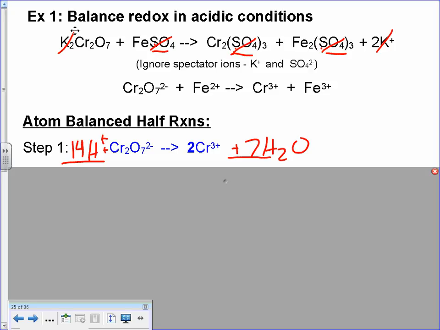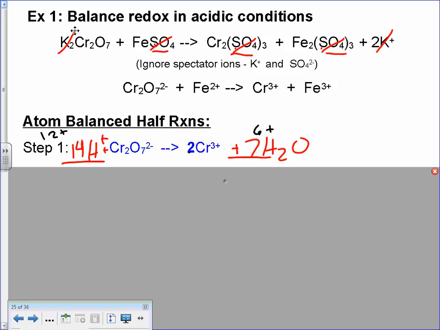Okay, next up. Balance charge. Okay, so we need to look at the net charge of reactants versus the net charge of the products. So the net charge here is we have 14 pluses, so that's 14 plus, a 2 minus. So 14 plus and a 2 minus make what? 12 plus. I'm going to kind of just write that right here for us. What's the net charge over here? 2 times 3, and 0. So what's the total charge over here? 6 plus, because it's 2 times 3 plus, so it's a 6 plus.